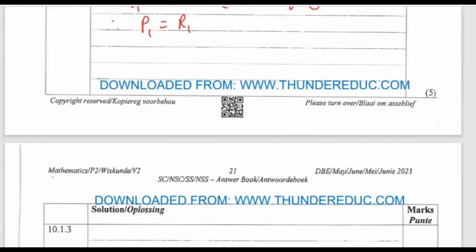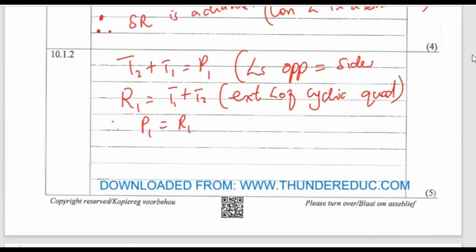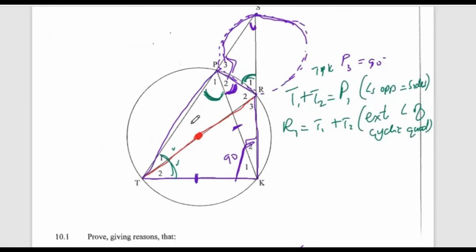Okay. Let's go further and see that in triangle RP, we know that P1 and P2 are going to be named same as S and R1.